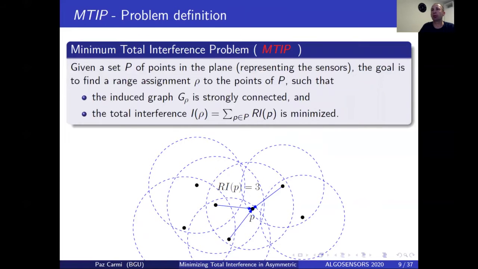So what is the problem? The problem that we consider, we call it the minimum total interference problem, or for short, MTIP, which means that given a set P of points in the plane, representing the sensors, the goal is to find a range assignment rho to the points of P, such that the induced graph G rho is strongly connected, and the total interference, which we denote as the interference of rho, equal to the sum over all P in P of the receiver interference of P, is minimized.